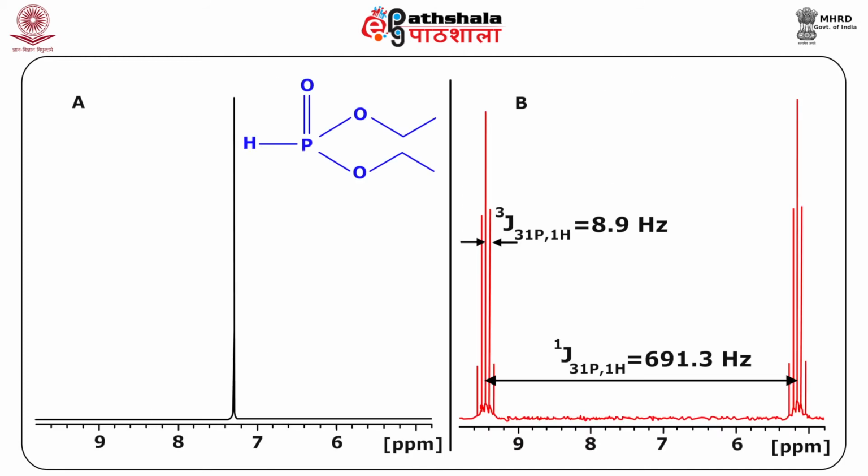Now students, let us concentrate on the figure which represents the 31P NMR spectrum of diethyl phosphonate, showing 1 bond and 3 bond coupling between 31P and hydrogen, that is proton. As you can see, in part A of the spectrum the hydrogen has been decoupled, and in part B of the spectrum the 1 bond and 3 bond coupling with hydrogen is seen.